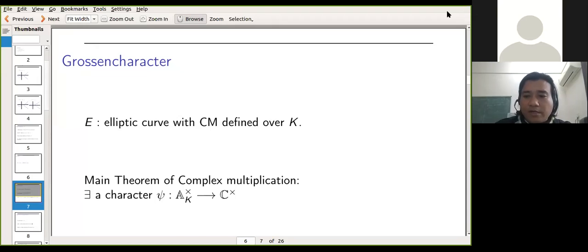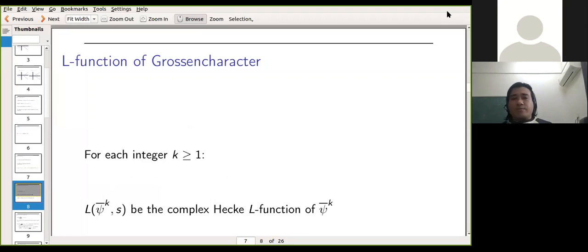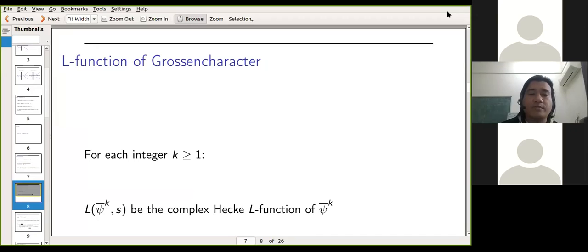Now, Chandrakant, can you please shift a little bit? Okay, scroll down a bit. Attached to this, once I have this character psi, I can define an L function. This character is also called the Grossencharacter.